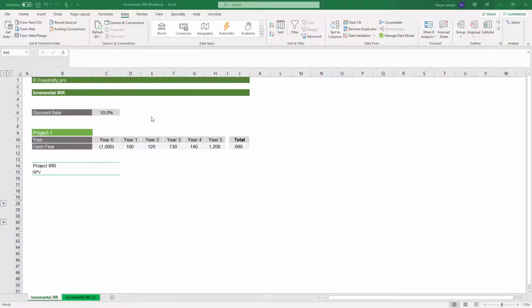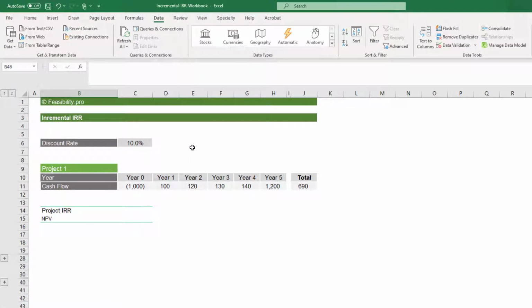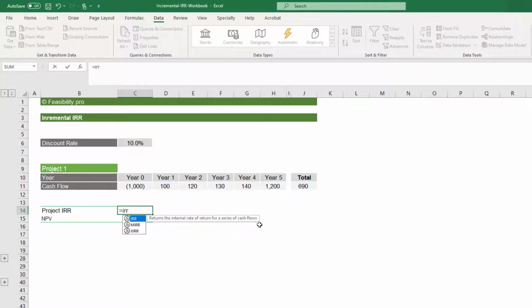So I have this Excel file opened here, and it has a small cash flow for a project. Just assume that the discount rate for this project is 10%. It doesn't matter actually, so just leave it this way. We can calculate the IRR for this project by using the IRR formula and putting these values here. This will give me 13.27%.